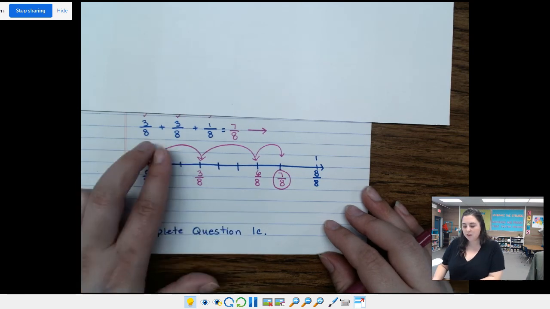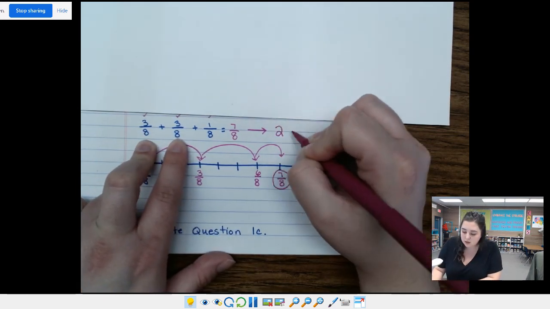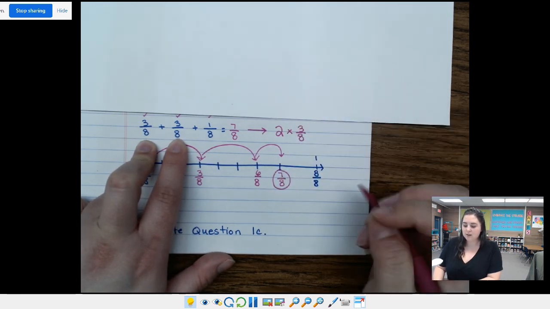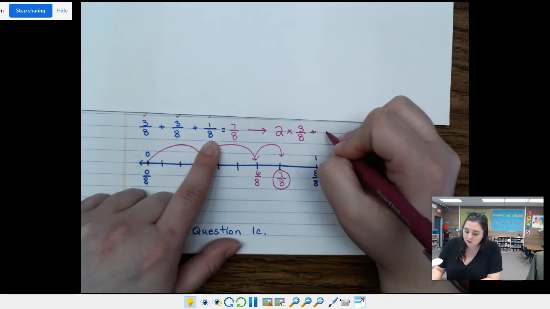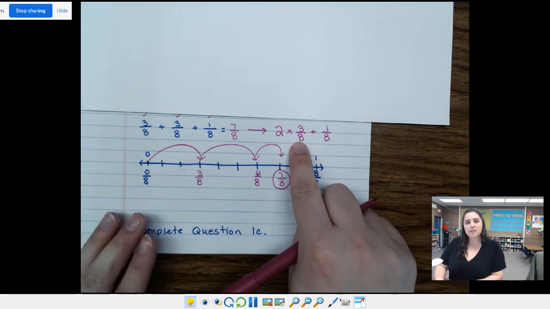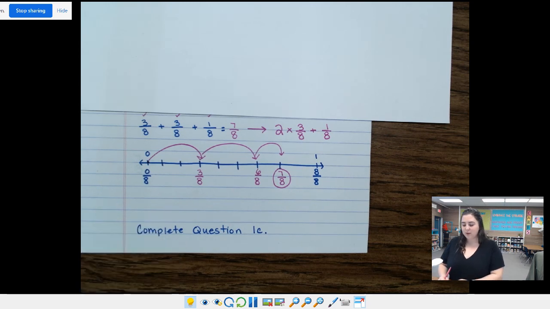Okay, let's check. We said there were 2 3/8. So that would be 2 times 3/8. Saying there's 2 of them. Did you remember to add the 1/8 at the end? So we have 2 3/8 and just 1 1/8. All right, there we go.